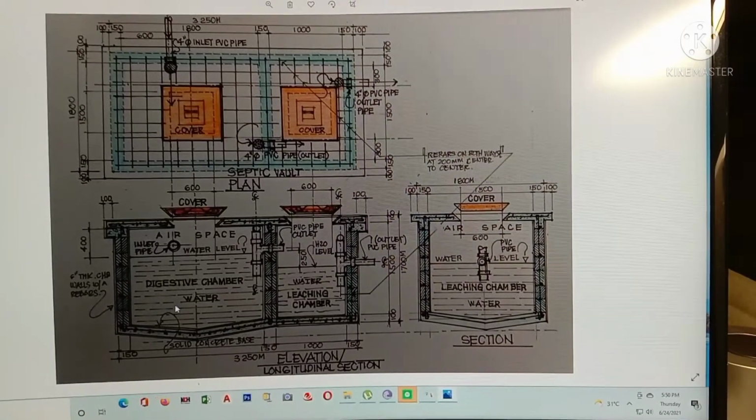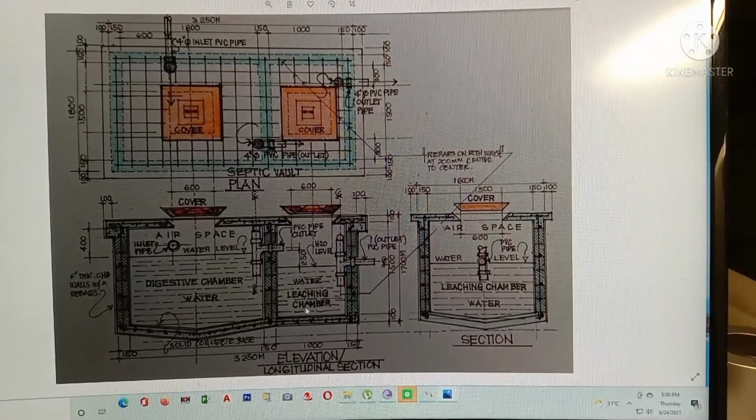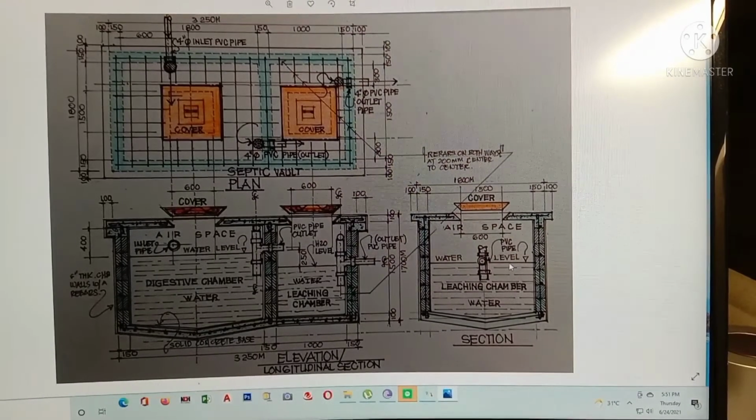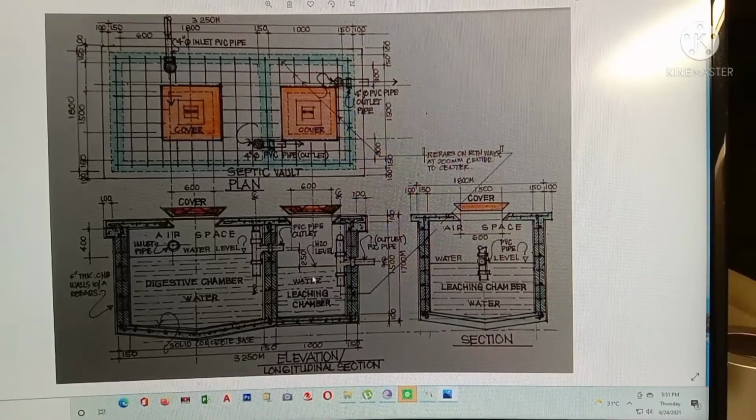The digestive chamber has also an air space. The leaching chamber also has an air space. So this one has a bigger space. Why? So that there will be a bigger volume of air that will help to throw away the waste from this area into the soil. So meaning there is a big volume of air that will help to deliver or to dispose all those wastes from this area outside into the soil.